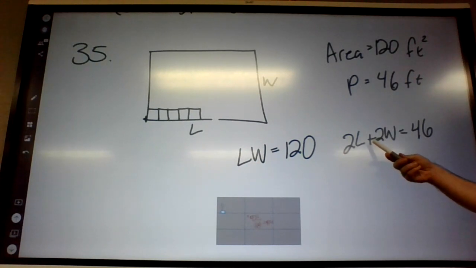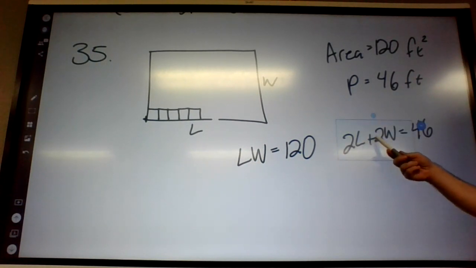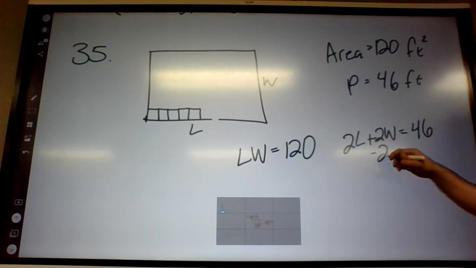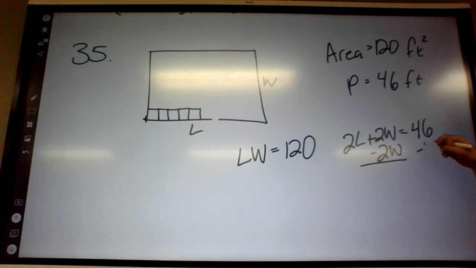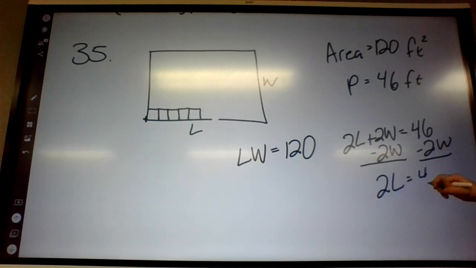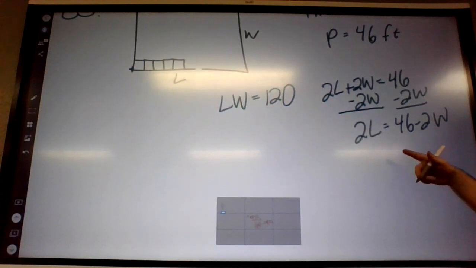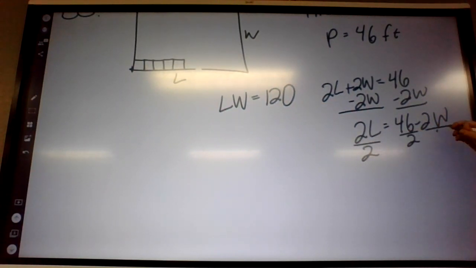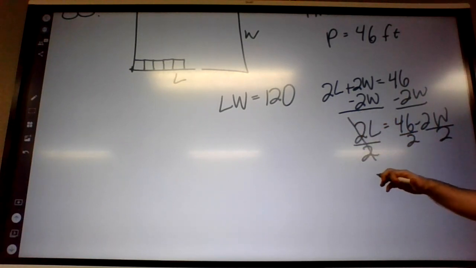Well, we can go for substitution. Again, I would solve for L or W here. How would I solve this for L? Subtract 2W. Get 2L equals 46 minus 2W. And then how would I get rid of this 2? Divide by 2. When you divide by 2, you'd have to divide all terms by 2.